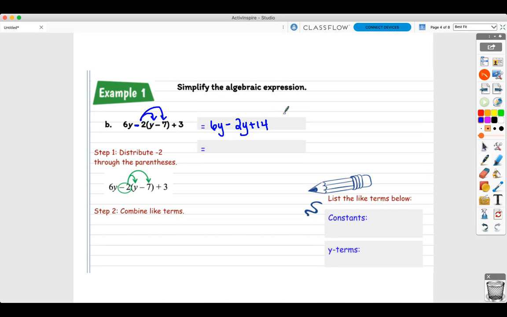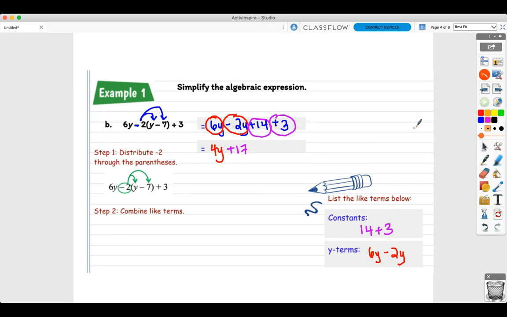And then that 3 is there, you're just going to add it. Like that 6y and 3 are part of the problem, but you just go left to right and do what's in order. And now we're combining like terms. Let's see what like terms we have. We have a 6y. We have a -2y. Those are our y terms. So it's going to be 6y minus 2y, which is 4y. +14 and +3 are our constants, 14 plus 3, and that gives you 17.